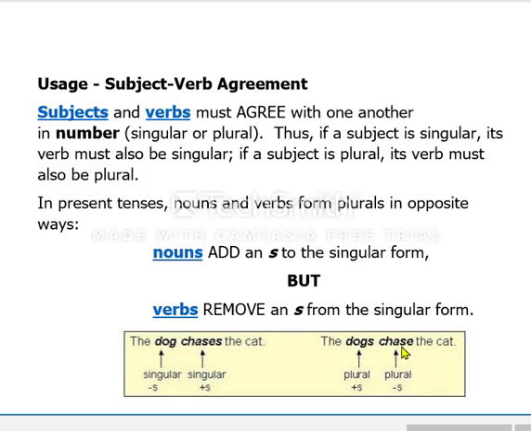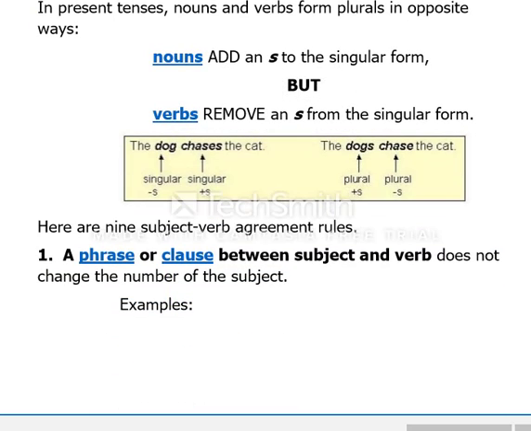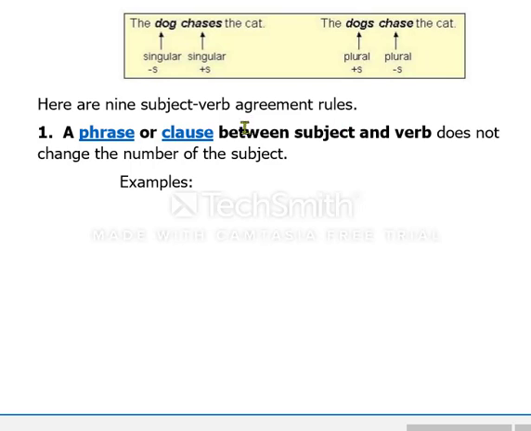Now come towards the nine main subject-verb agreement rules. Number one: a phrase or clause between the subject and the verb does not change the number of the subject. I am going to repeat the sentence. What is a phrase? A phrase is a group of words. And a clause has a subject, verb and an object.